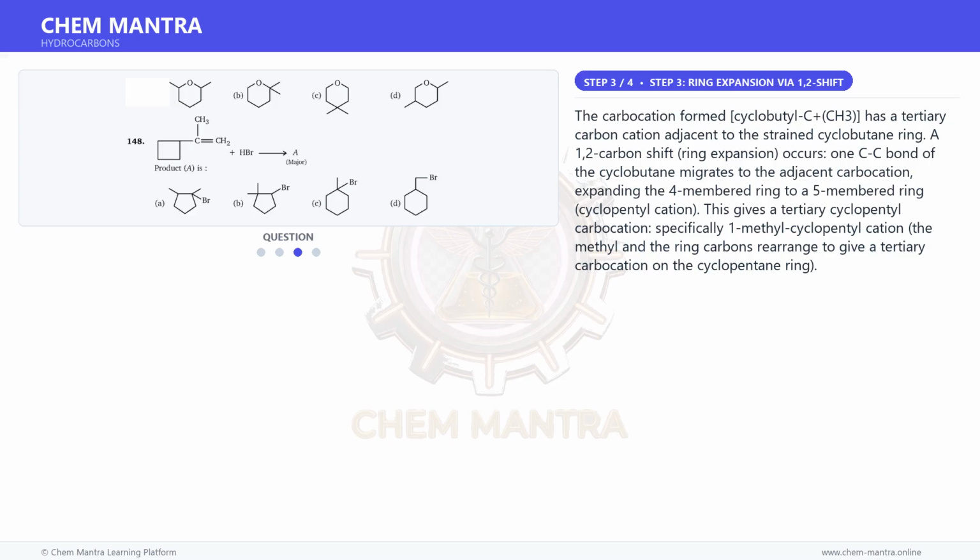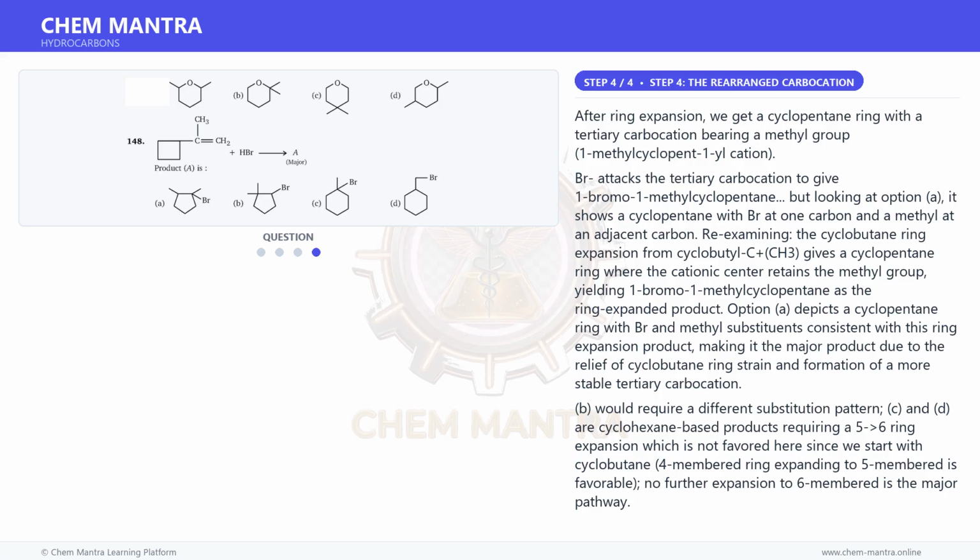The carbocation formed, cyclobutyl C+(CH3), has a tertiary carbon cation adjacent to the strained cyclobutane ring. A 1,2 carbon shift, a ring expansion, occurs. One C–C bond of the cyclobutane migrates to the adjacent carbocation, expanding the 4-membered ring to a 5-membered ring, a cyclopentyl cation. This gives a tertiary cyclopentyl carbocation, specifically the 1-methylcyclopentyl cation. The methyl and the ring carbons rearrange to give a tertiary carbocation on the cyclopentane ring.